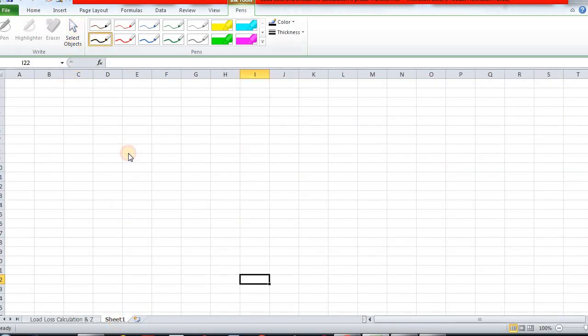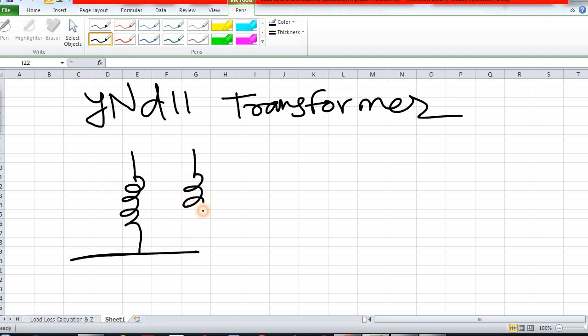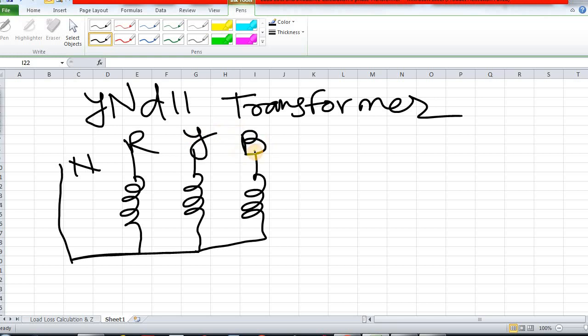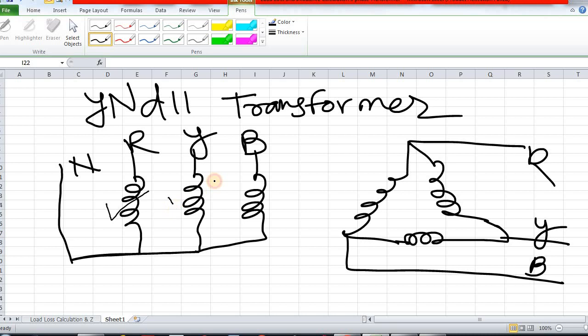So first look here, this is the YND11 transformer. The HV winding is a star, R, Y and B, and the LV winding is delta, R, Y and B. So this is the YND11 transformer, with branches R, Y and B.